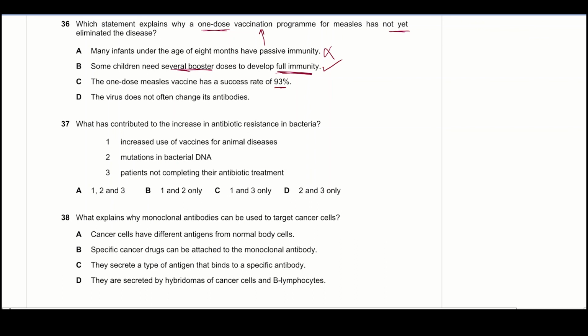So this percentage is definitely incorrect. D. The virus does not often change its antibodies. This contradicts the question, because if it didn't change its antibodies, this means it won't mutate, so only one dose is needed. In this case, this is not the case, so this is going to be incorrect, so the answer is going to be B.